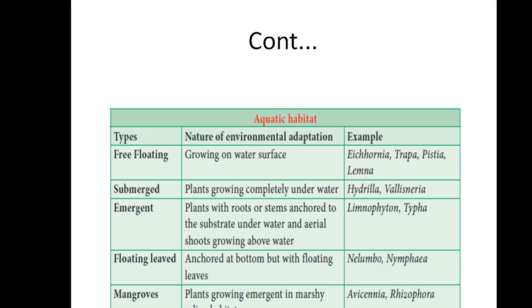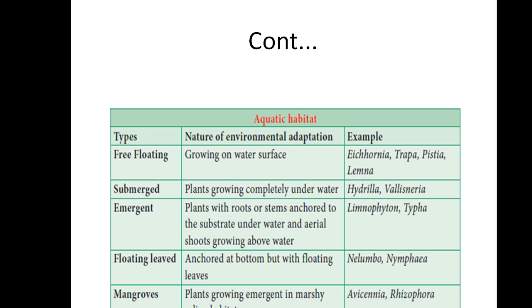Aquatic habitat includes free floating, submerged, emergent, floating leaved and mangroves. Free floating means the plant which is freely moving in the water. That means the plant's root, stem, everything is floating in the water. It grows only on the water surface. Examples, Eichhornia, Trapa, Pistia and Lemna.